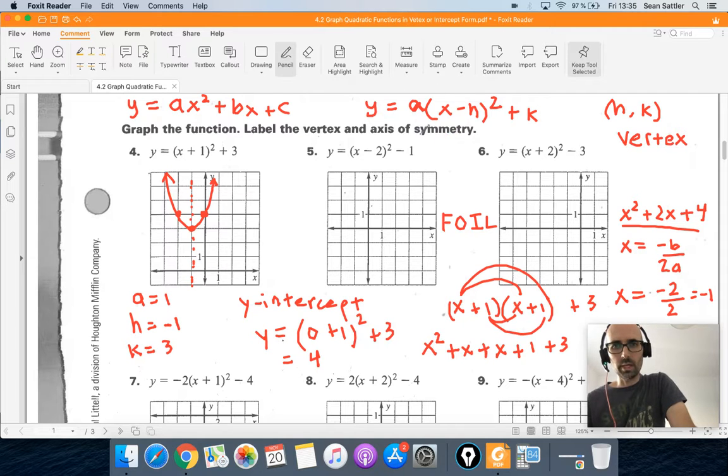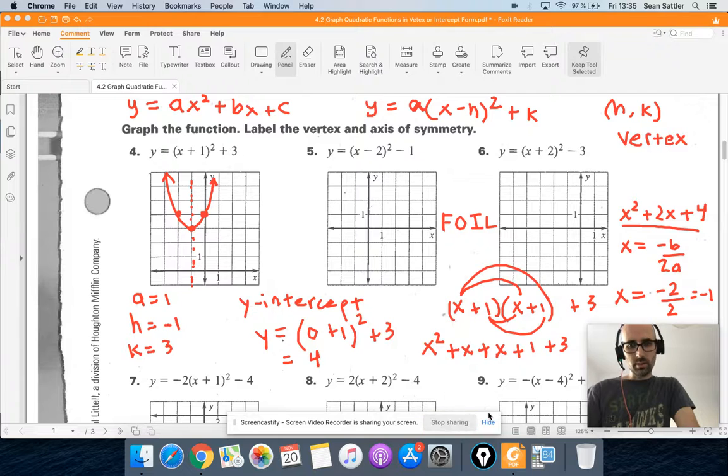So we might want to put that one in your notes. Y equals a times x minus h squared plus k, where h, k is the vertex. Okay, so that's it for this video. I'm going to do another video on another topic.